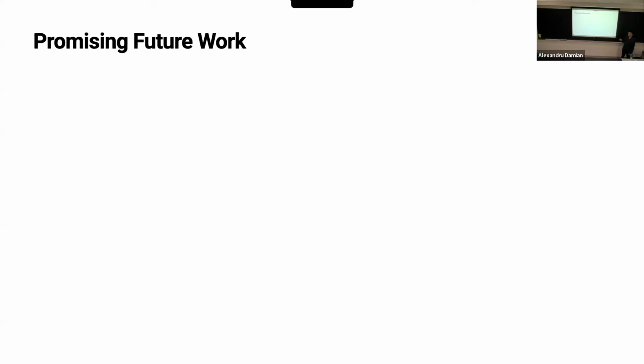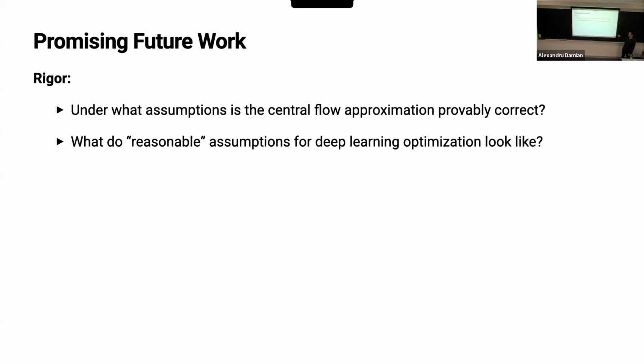I also have some interesting ideas for future work. So the first is just rigor. As I mentioned, the whole derivation here is super sketchy. So under what assumptions can you actually make any of this rigorous? I have some thoughts on this, but I probably don't have time to go into it. And just more generally, what do reasonable assumptions for deep learning look like? I can't assume that my loss function is going to be smooth. I can't assume higher order smoothness. So it starts to be really unclear what I am allowed to assume. But if I can't assume anything, then I can't do anything. So what does a reasonable assumption even look like?